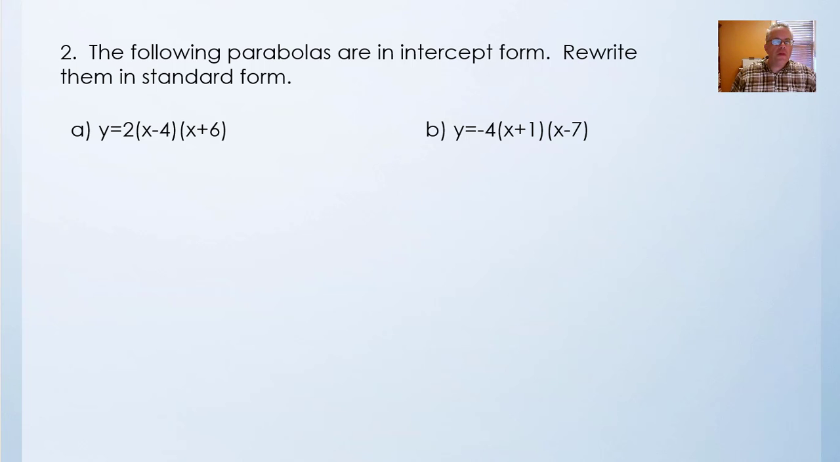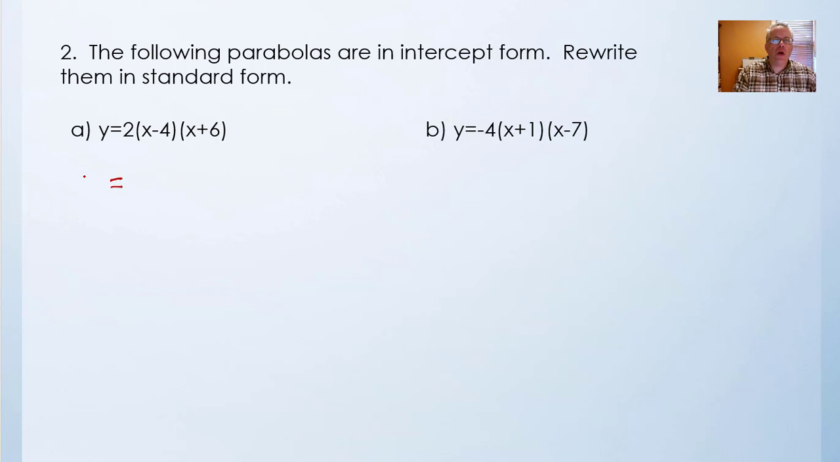So these following parabolas are in intercept form. We want to convert them to standard form. What we need to do is multiply these two binomials, and then whatever we get, we're going to multiply by 2. There are a couple of ways you could go about this. You can certainly do things in another order. But here's how I'm going to do it.